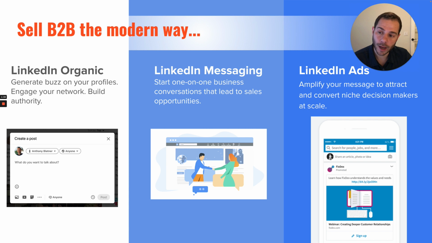First one is LinkedIn Organic, and this is generating buzz on your existing profile and engaging your existing network. And this can be your profile, it can be your company page. It helps you build authority and establish thought leadership with an existing network. Number two is LinkedIn Messaging, and this is building your network. And this is kind of like an outbound sales approach, looking to generate leads and set meetings. And then finally, LinkedIn Ads, which is running ad campaigns on LinkedIn. A lot of different ad units and ad types we have access to, so we can build some pretty extensive and scalable campaigns that way.